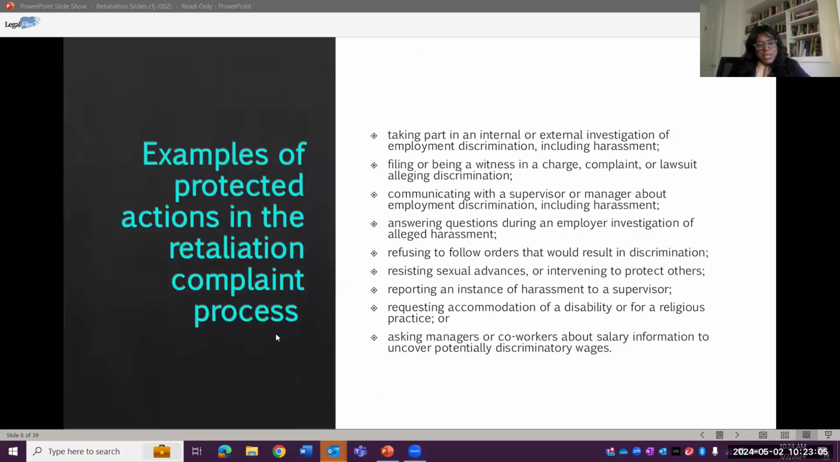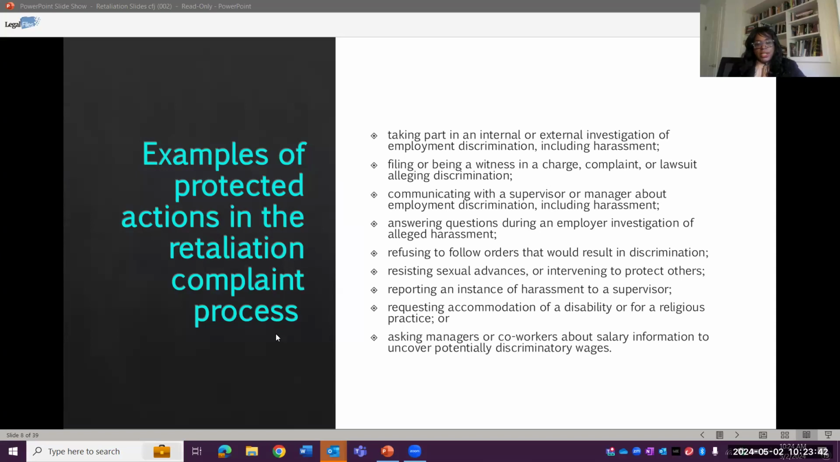Examples, which may be helpful to tie everything in, of protected actions in the retaliation complaint process can be all across the board. So as you look on your screen, you see that there's taking part in an internal or external investigation of employment discrimination. Maybe there's someone who's resisting sexual advances or intervening to protect others who have these advances. There's just a wide array of things that can be covered in the complaint process.